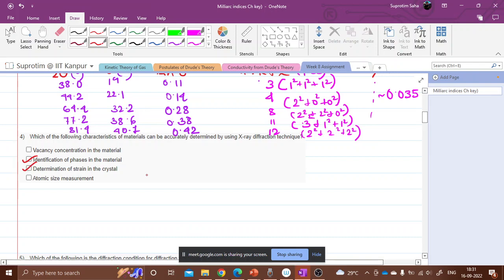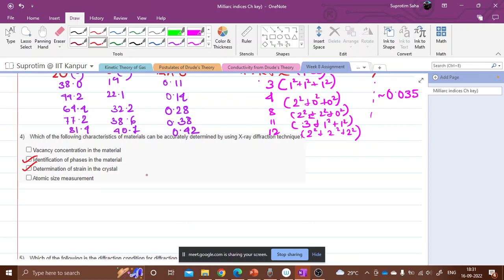Atomic size measurement, that you can't do, because basically you can determine the atomic distance, like unit cell distance, what is the lattice parameter, okay, but you can't determine the atomic size. Okay?